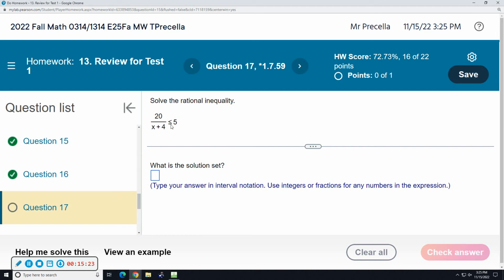Here's an inequality, another cut point problem. Do you expect there to be denominator cut points in this problem? Yes, because you see that the problem has denominators. There's a fraction, so you expect a denominator cut point there. So, number 17, we have 20 divided by x plus 4 is less than or equal to 5.